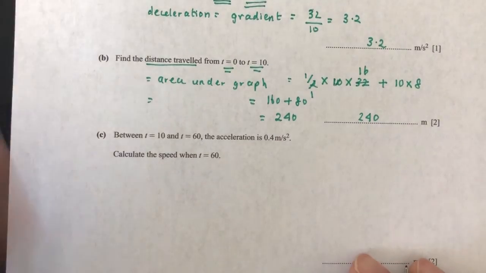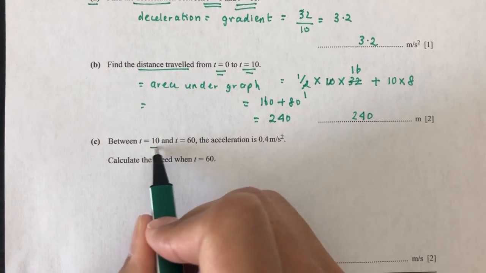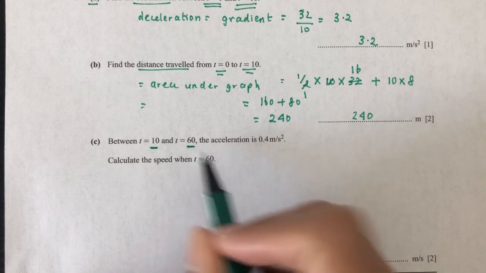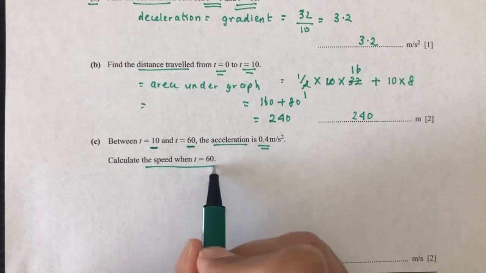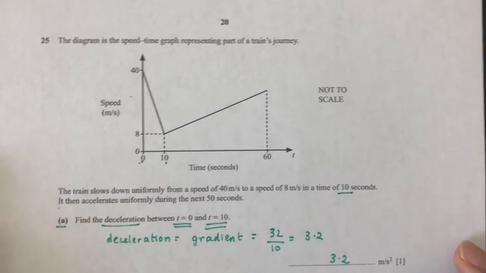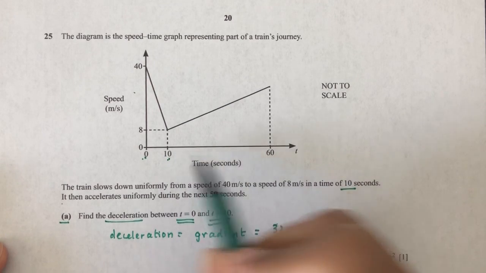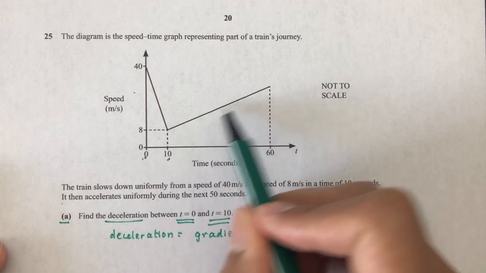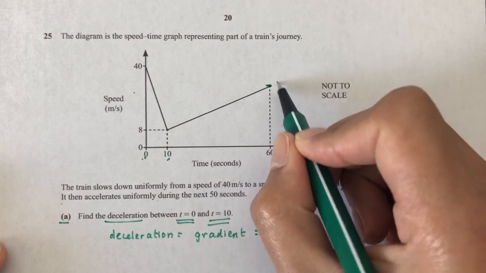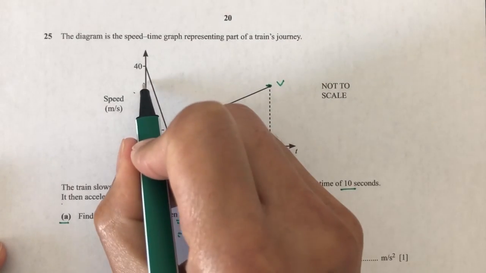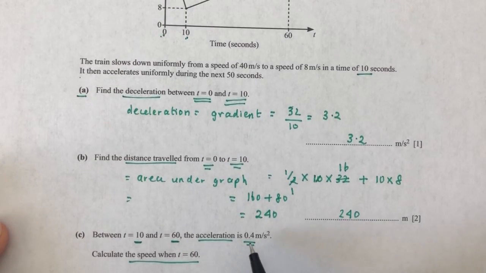So now part C, we have to find the speed. Between time t equal to 10 and time t equal to 60, the acceleration is 0.4 meters per second squared. Find the speed at time t equal to 60. Based on the graph, between time 10 and time 60, the train accelerates from this point to that point. We need to find the speed at this point. Let's call it v. Okay, so what do we know? We know that the acceleration is 0.4.